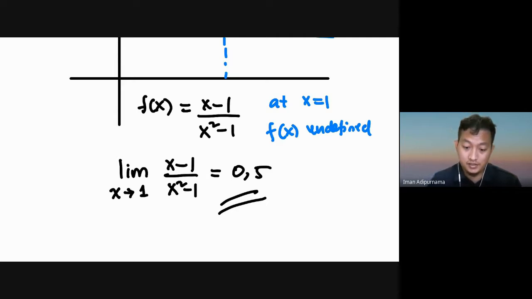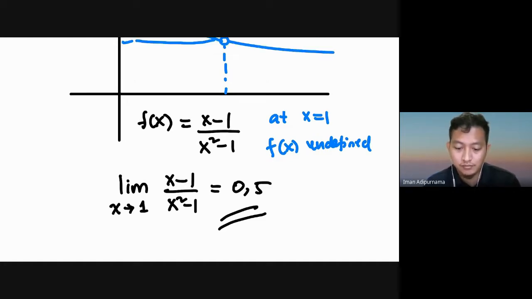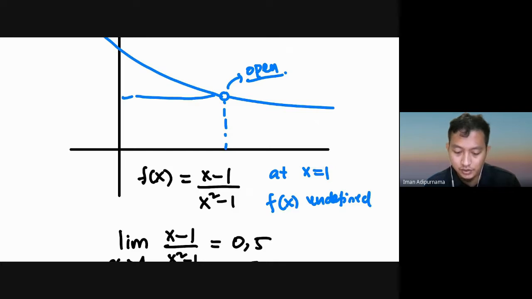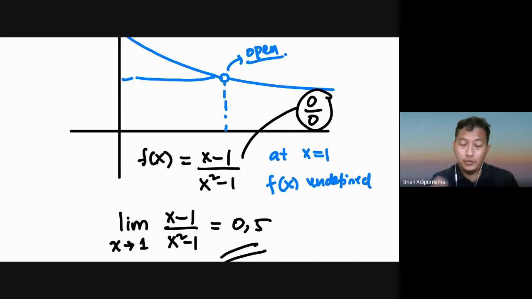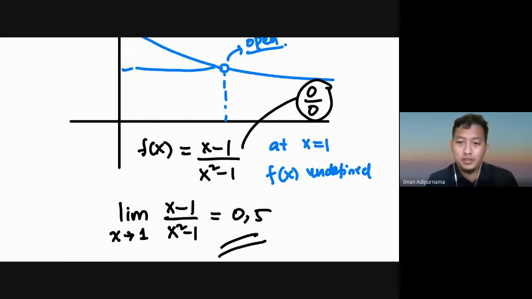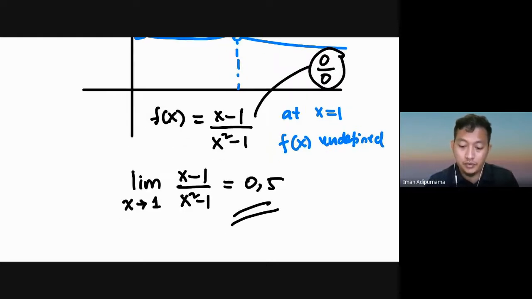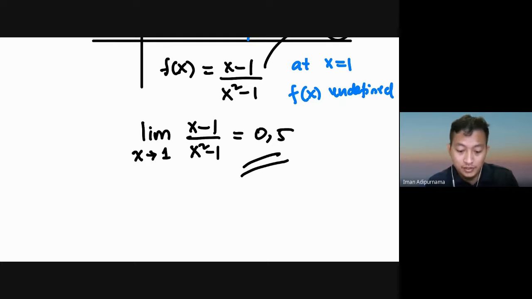If we just plug the number into the function, we get undefined, right? Because it will be 0 over 0. It's undefined, or we can say it's an indeterminate form, but I will not explain that in detail for now. For now you just say it's undefined. But in limit, if we go through this concept of limit, we can have the 0.5.